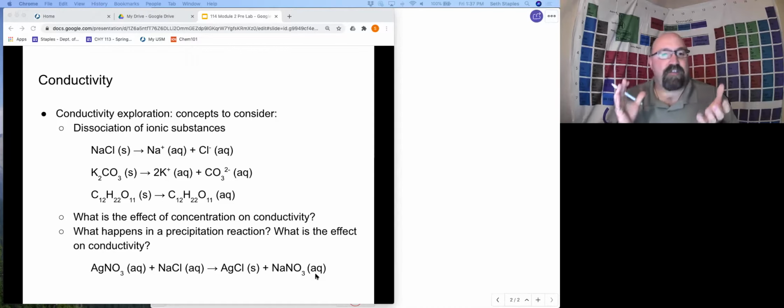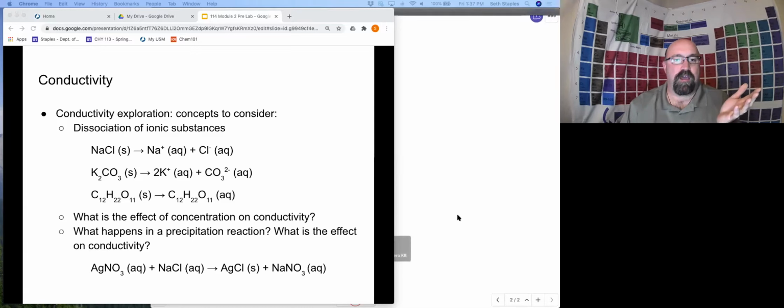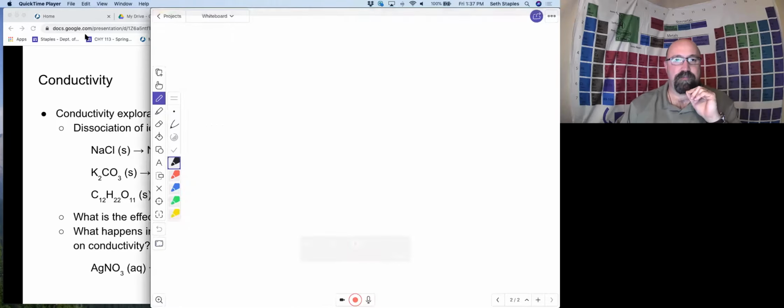And so this reaction results in the precipitation of silver chloride. And so we want to think about what effect something precipitating out will have on our ions as well. And so to do that, let's just take a look at our ionic equation for this reaction.